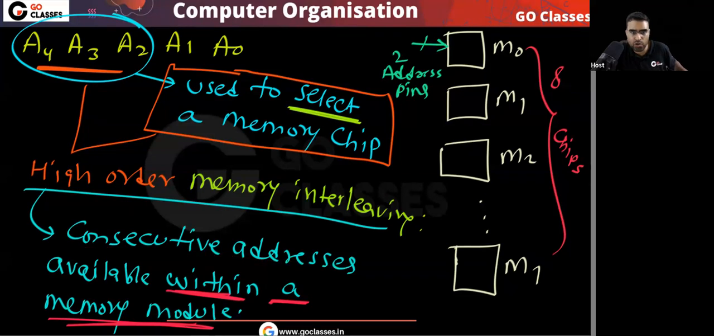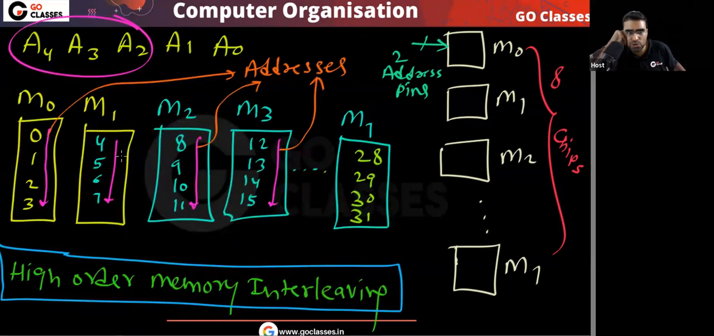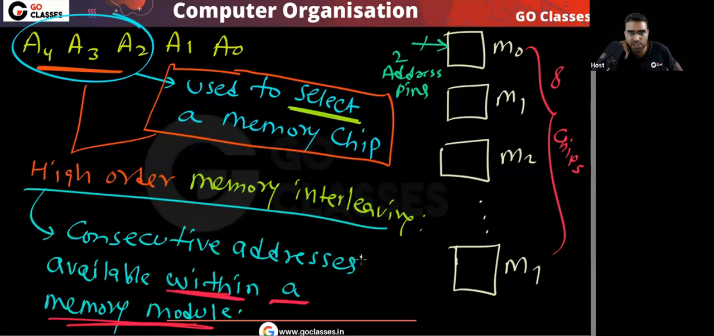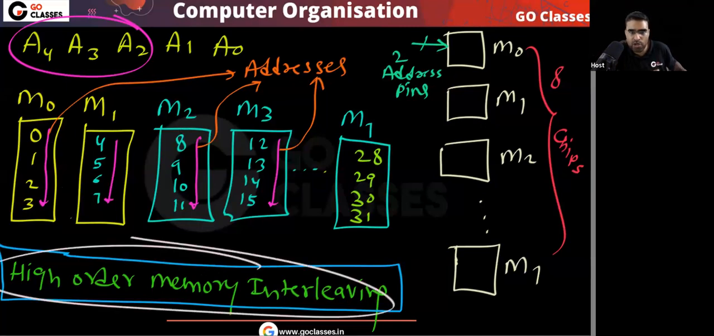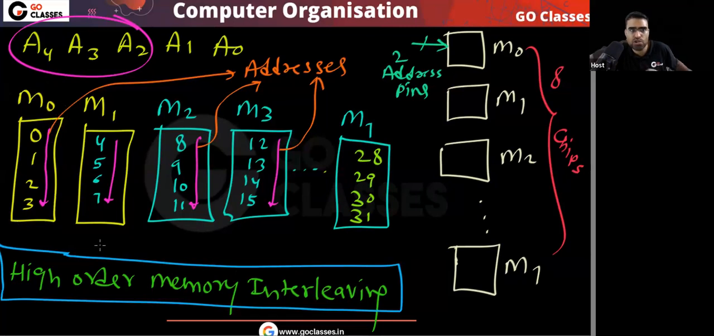If you look at any module, for example, if you want these 3 consecutive addresses, you can get them within a module. If you want these 2 consecutive addresses, you can find them within a module. Consecutive addresses are available within a module, except for the corner cases. Of course, if you want 3, 4, then you cannot get them within a module. But you are understanding my point: in high order memory interleaving, within a module, you have consecutive addresses.